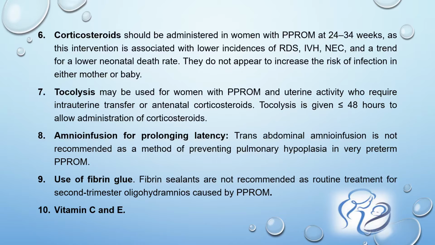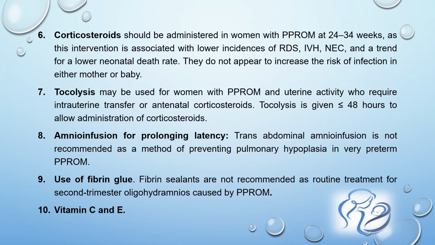Tocolysis, is there any role? It may be used for a woman with preterm premature rupture of membrane who has uterine activity and requires intrauterine transfer or antenatal corticosteroid. Tocolytic is given for less than 48 hours to allow administration of corticosteroid. So the role of tocolytic here is not to stop the labor; here it is to calm it a bit for two days to allow the corticosteroid to work, and also allow the patient to be transferred to an antenatal care or hospital equipped with a neonatal care unit.